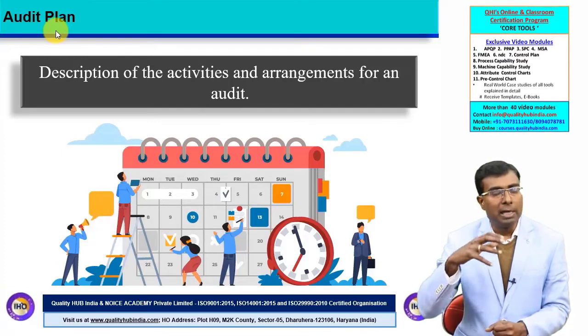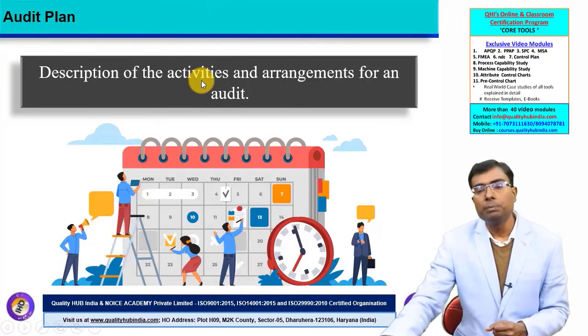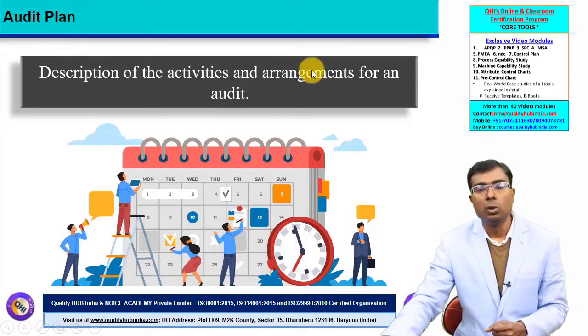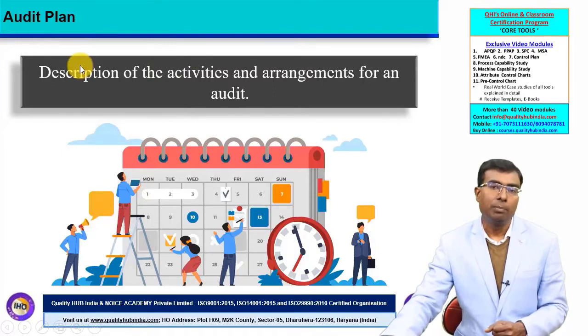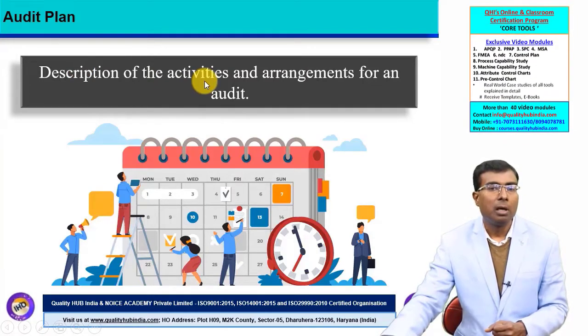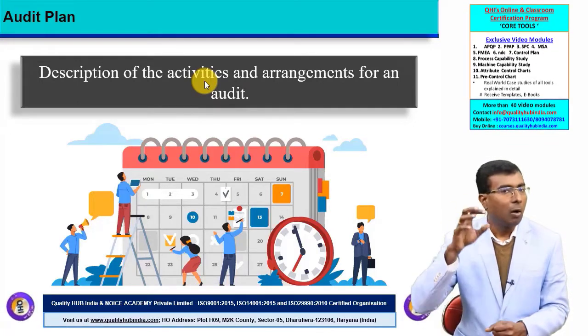So all those elements of arrangements are basically called the plan. There would be activities and there would be arrangements for an audit. Combined together, this is called the audit plan. So for example, you have a quarterly audit for a quality management system. For the quarterly audit, you are going to prepare an audit plan.